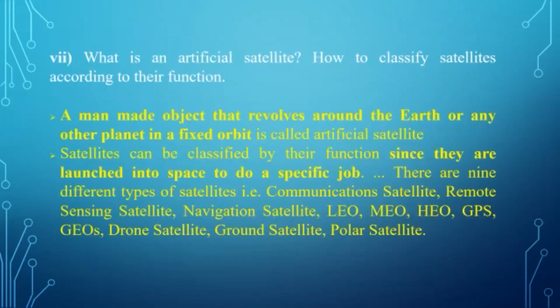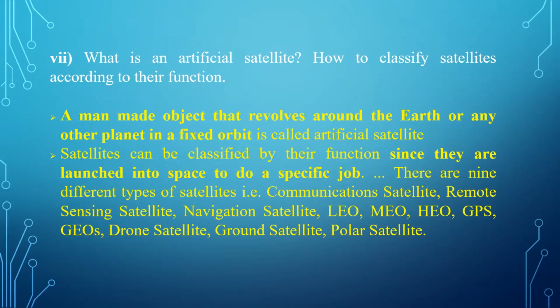Now the next question was: what is an artificial satellite? How to classify satellites according to their function? Now this is from the last chapter, space mission. Now what is an artificial satellite, student? A man-made object that revolves around the Earth or any other planet in a fixed orbit is called an artificial satellite. Any man-made object which revolves around the Earth or any planet in a fixed orbit is known as what, student? Artificial satellite. This is the answer of the first question.